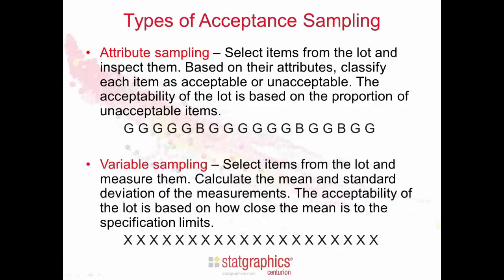The second approach to acceptance sampling is called variable sampling. In variable sampling, you select items from the lot and take each item and measure some critical characteristic. You then take the measurements on all of the items in the sample and calculate the mean and standard deviation. The acceptability of the lot is determined by how close the mean is to the specification limits.